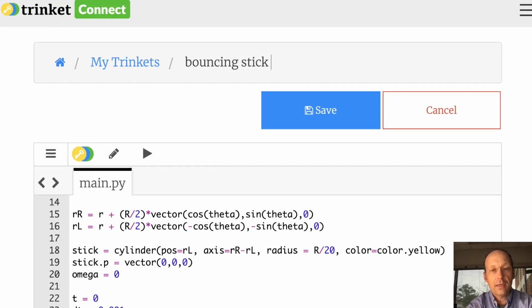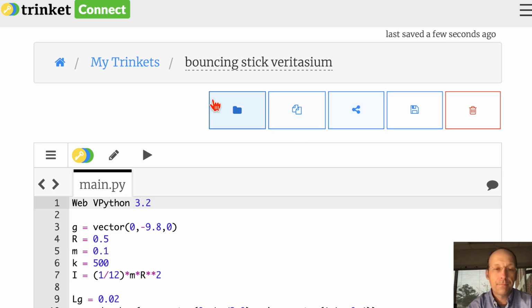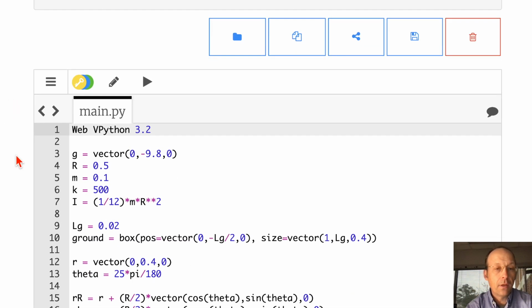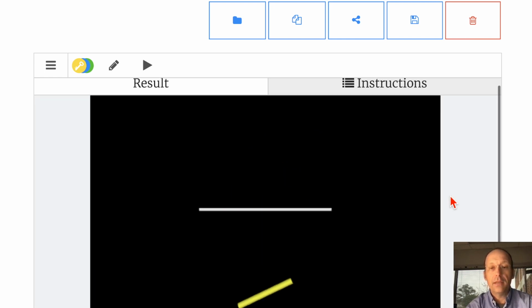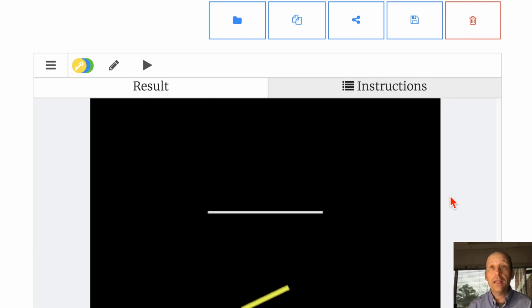Bouncing stick, Veritasium. Because how are you going to get the code if I don't give you the code? Unless you write it. Okay, running the program. Nice. I didn't tell it to collide with the thing. I just didn't do anything. It didn't rotate, which is good because the torque was 0. So I think we're okay.